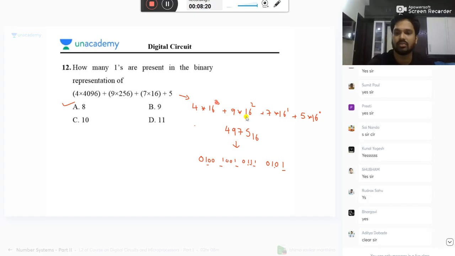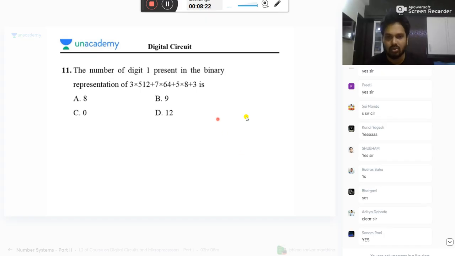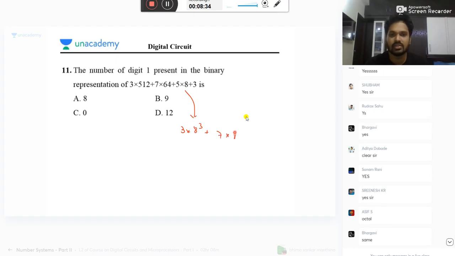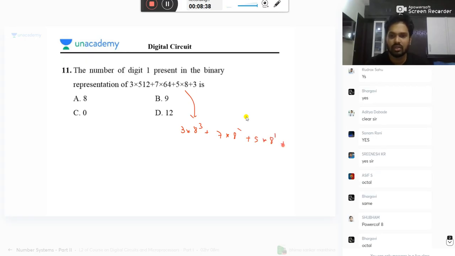Okay, fine. Come here. How to do this question? 3 into 8 cube, 7 into 8 square, 5 into 8 power 1, 3 into 8 power 0. That is nothing but 3753 in the octal.